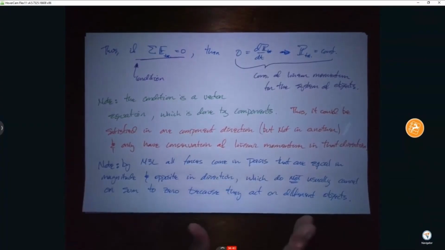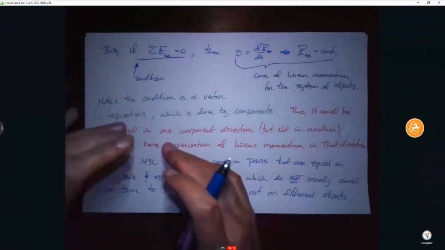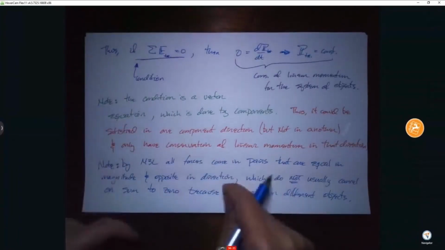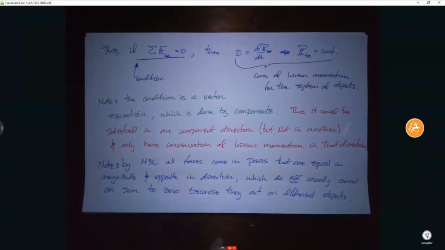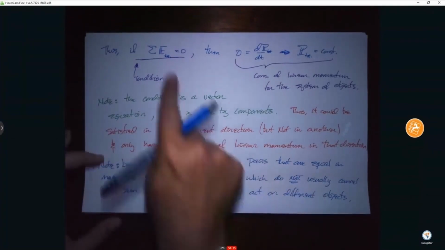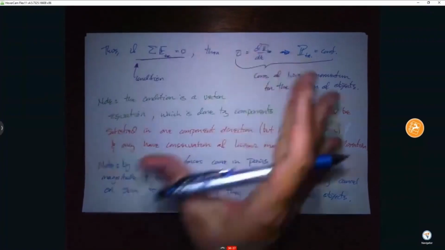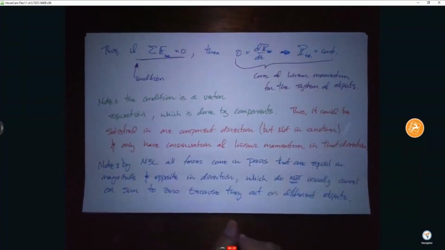The argument was that they acted on different objects, right? On the box by the table, on the table by the box, like the normal force when we put a box on the table. But if we include all of those objects that are interacting to create the forces within our system, then when you sum over the whole system, they will cancel out in pairs.